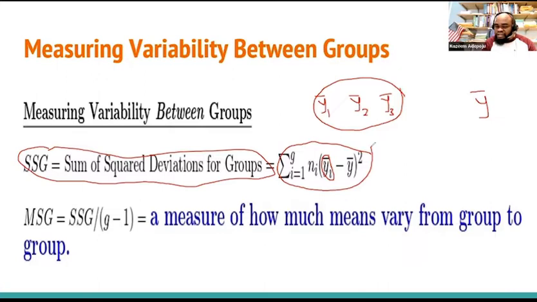Now when I have SSG, the next thing I'm going to do is divide it by the degrees of freedom. The degrees of freedom for group is G minus 1, where G is the number of groups. If you have 3 groups, it's going to be 3 minus 1. That is what you use to divide the SSG. When you divide the SSG by that, you have MSG, and that MSG is a measure of how much the means vary from group to group. Is there any question on that?